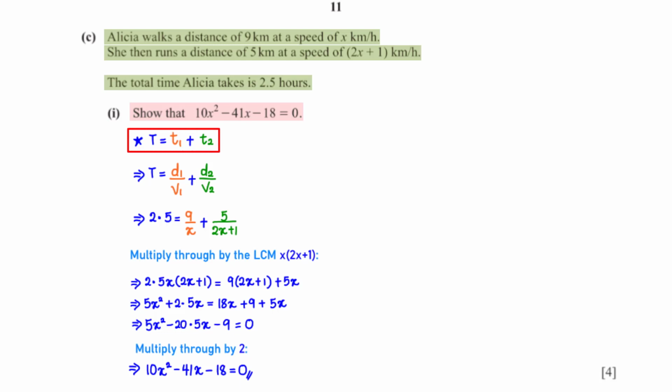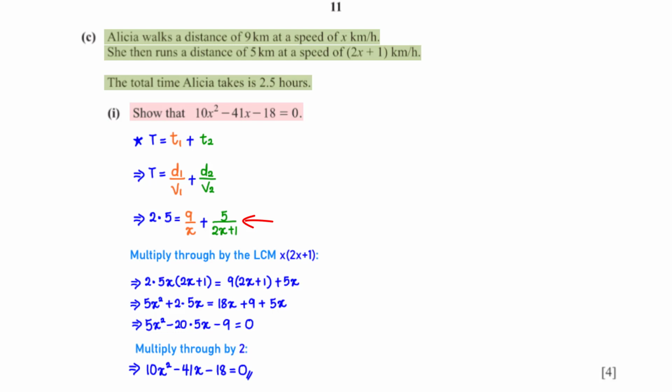The total time Alicia takes would be equal to the time duration she walks, which we are calling T1, plus the time duration she runs, which we are calling T2. Time duration equals the distance traveled divided by the speed. And so the time duration she walks is 9 over x hours, and the time duration she runs is 5 over 2x plus 1 hours. We've also been given the total time duration as 2.5 hours.